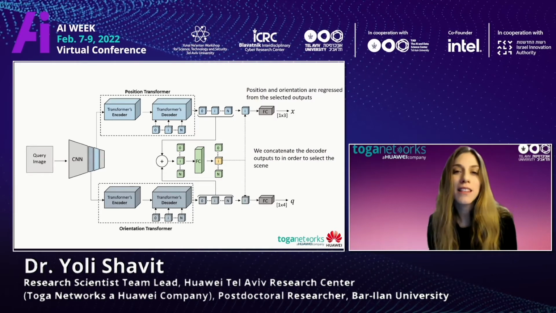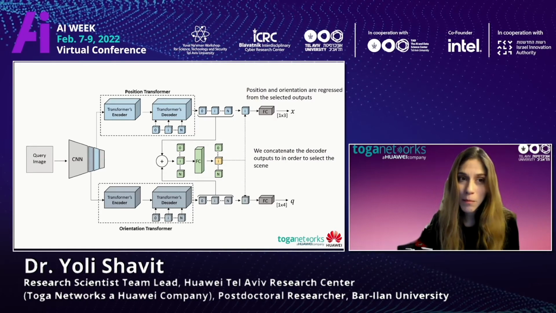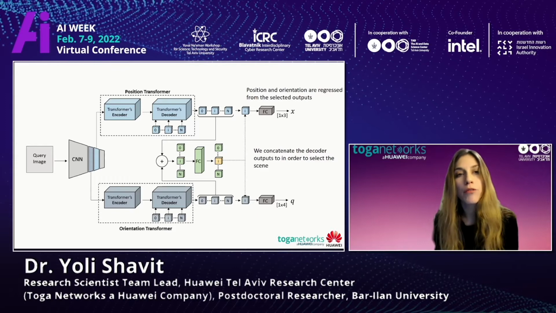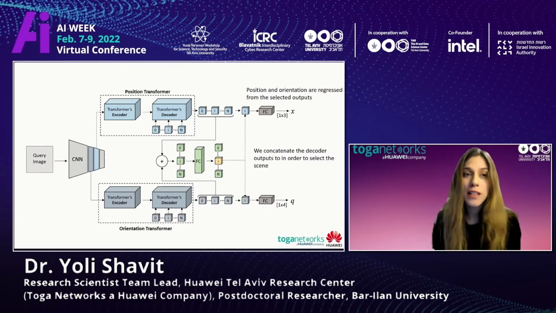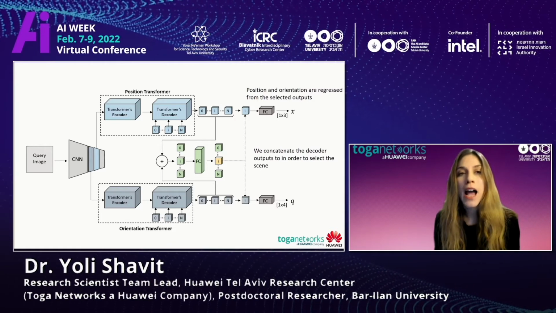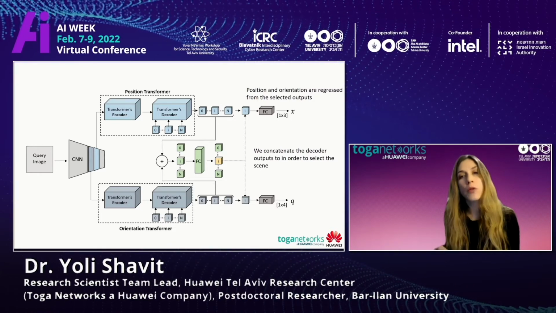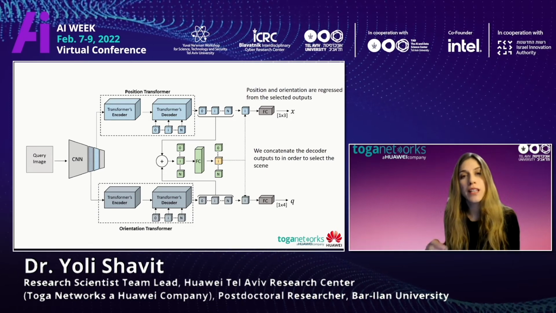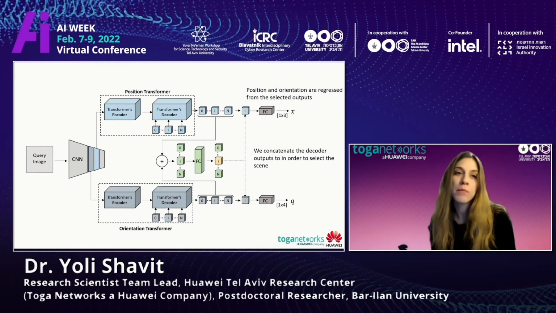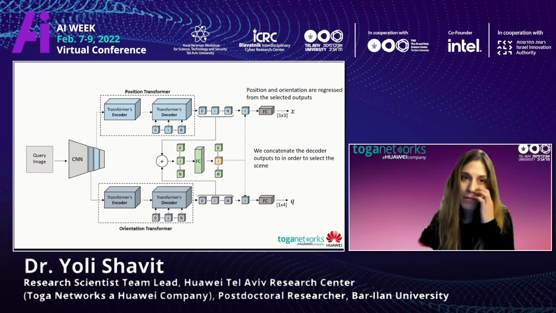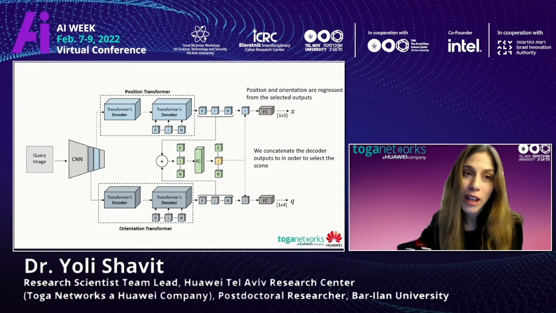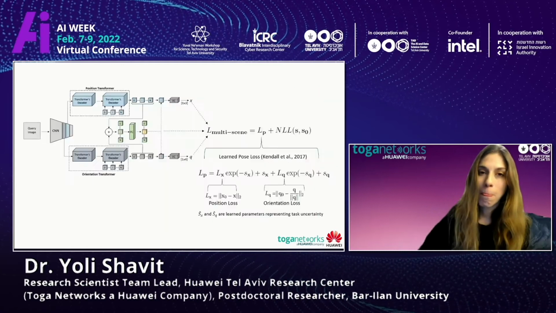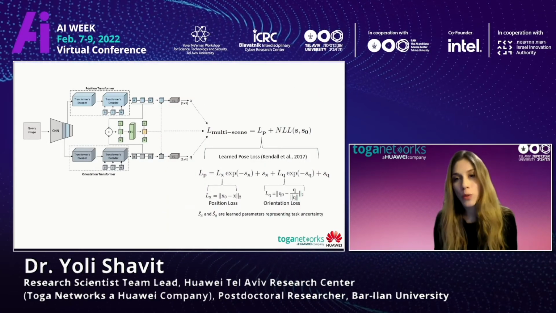Finally, we take the decoders' outputs, concatenate them, and pass them along a fully connected layer and a softmax classifier to decide which is the right scene. I then take the corresponding outputs of the decoders for the selected scene and pass them to dedicated regressor heads, which will regress the position and orientation vectors. Our model is trained end-to-end.